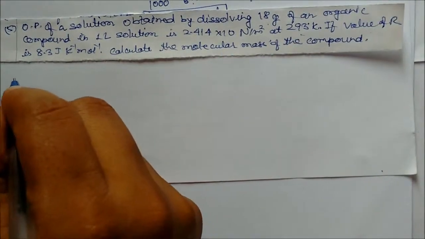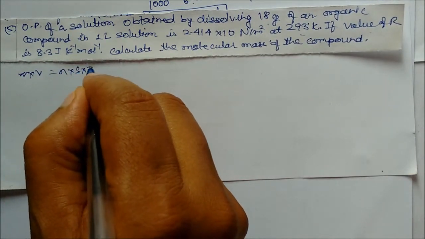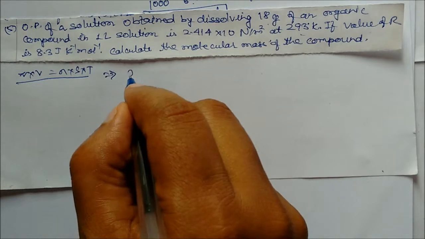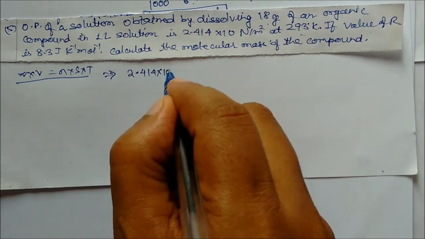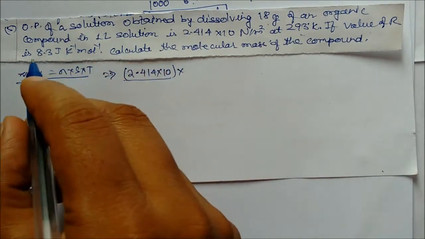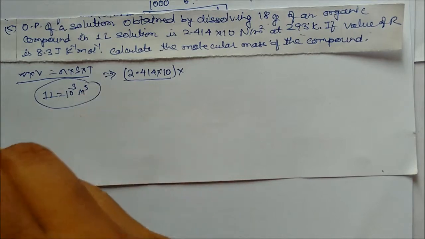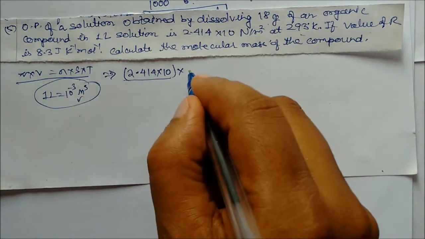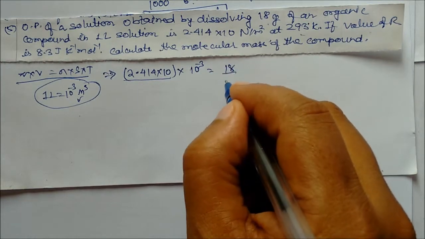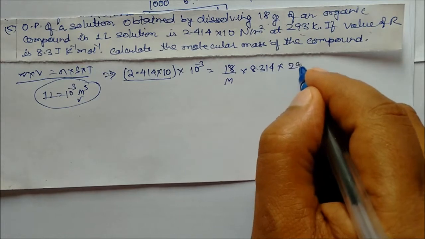So the answer becomes very simple. We can use the previous formula, πV = nST. So this is our basic formula. Here π is given, 2.414 into 10 to the power, and the volume is given here as 1 liter, so 1 liter means 10 to the power minus 3 meter cube, because of newton per meter square. So we write volume 10 to the power minus 3, and here the mass is 18 by M, which we have to find, multiplied by 8.314 and temperature is 293 Kelvin.